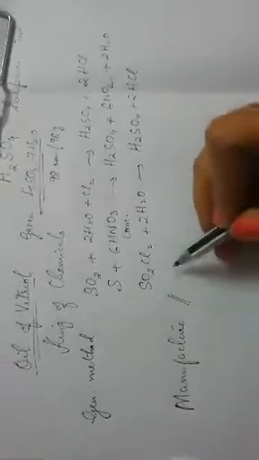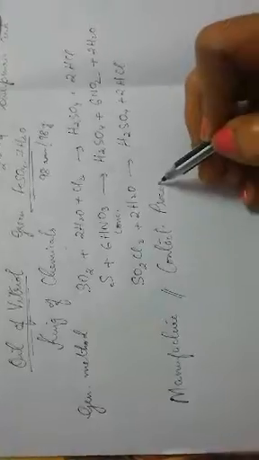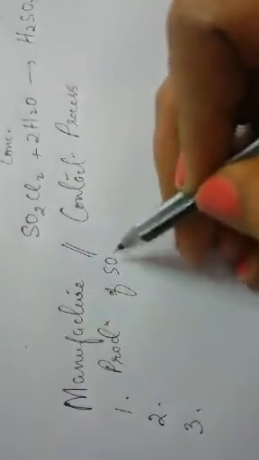And this process is known as the contact process. Please remember the names of the processes of the various compounds. Now this takes place in three main steps. In the first step, you have production of sulfur dioxide.